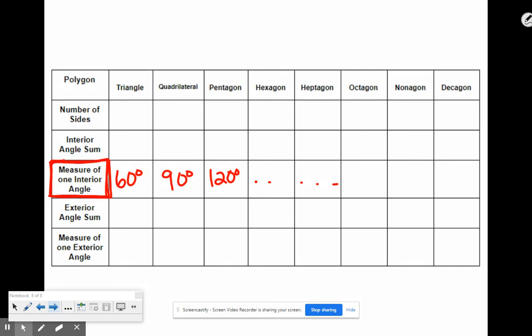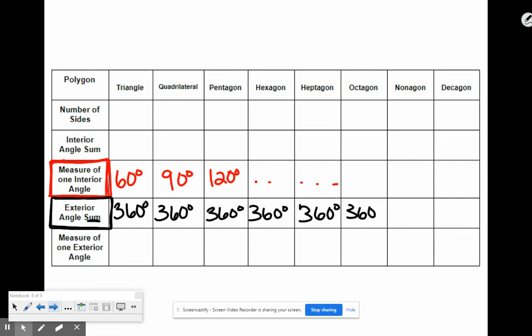Now, let's see who is paying attention here. The exterior angle sum, the sum of all the exterior angles in a triangle, what do they add up to? How about for a quadrilateral? What does the sum of the exterior angles? How about a pentagon? How about a hexagon? Heptagon, octagon, nonagon, decagon, of any shape, the exterior angle sum is always 360.